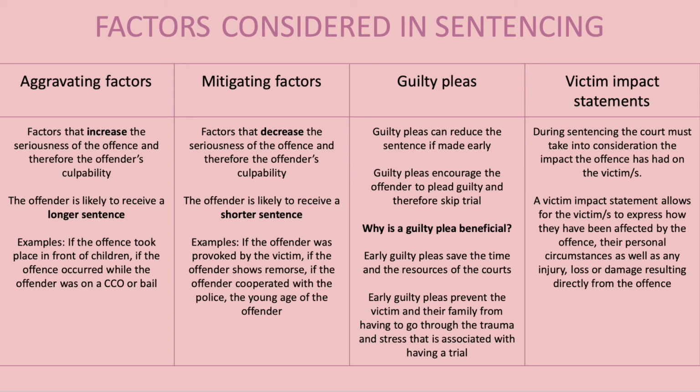Mitigating factors. Mitigating factors are factors that decrease the seriousness of the offence and therefore the offender's culpability. The offender is likely to receive a shorter sentence. Some examples of mitigating factors are if the offender was provoked by the victim, if the offender shows remorse, if the offender cooperated with the police, and the young age of the offender.